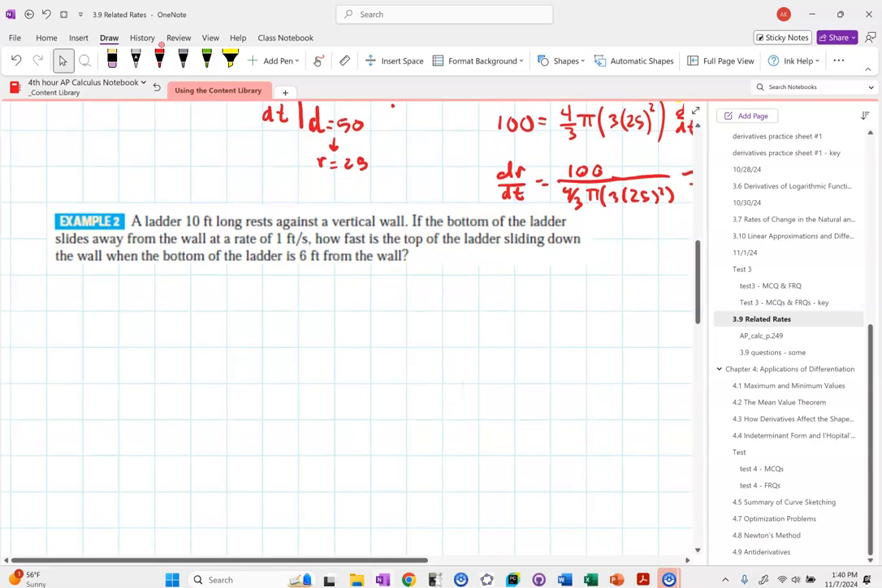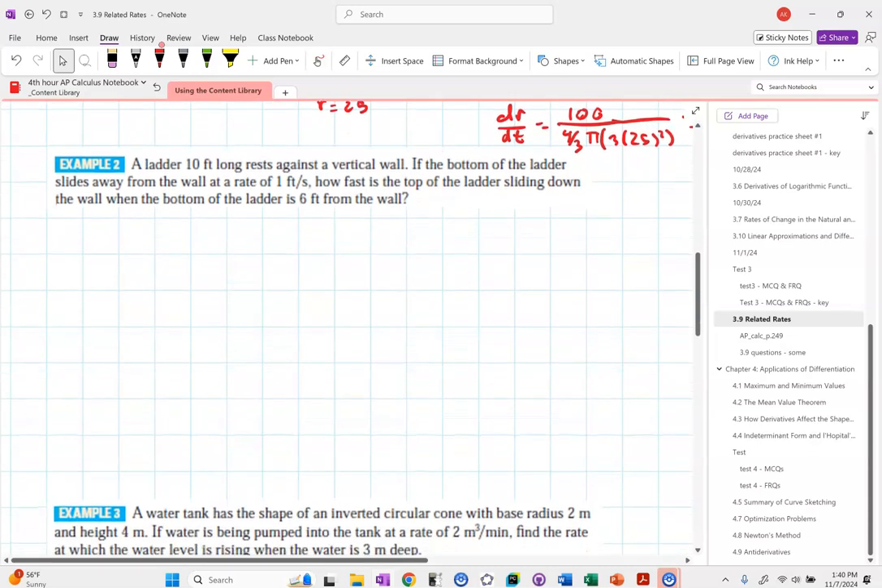Let's look at the next one. It says a ladder rests along a vertical wall. If the bottom of the ladder slides away from the wall at a rate of 1 foot per second, how fast is the top of the ladder sliding down the wall when the bottom of the ladder is 6 feet from the wall? Can you guys picture the situation in your head? You've probably leaned something up against the wall and had it slide out. That's basically what's happening, right? So let's draw a picture.